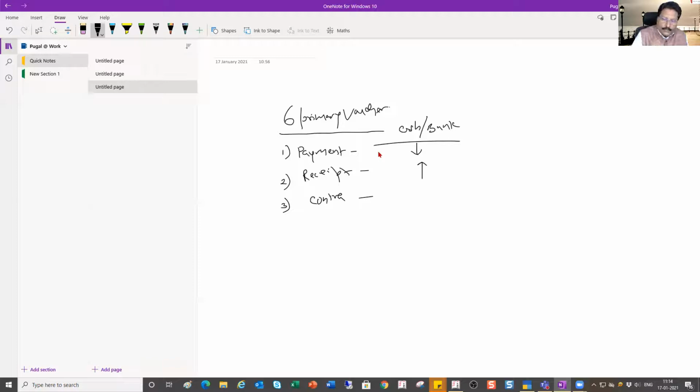So a contra entry is used when money is transferred to the bank, money is withdrawn from the bank, money is transferred from one bank account to another bank account, or money is transferred from the main cash account to the petty cash account, or petty cash account to the main cash account. That is where you use your contra voucher. Then the next one is the purchase voucher.